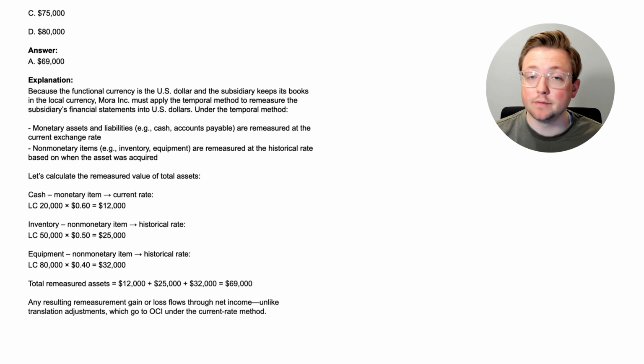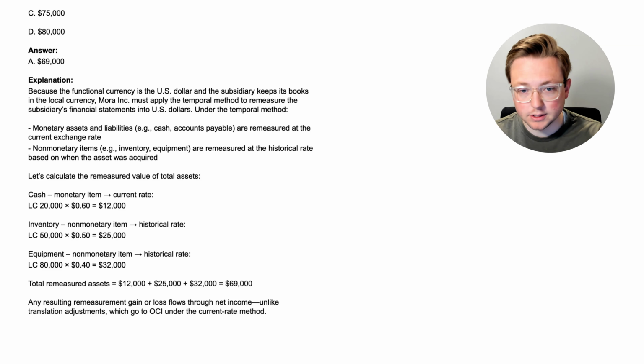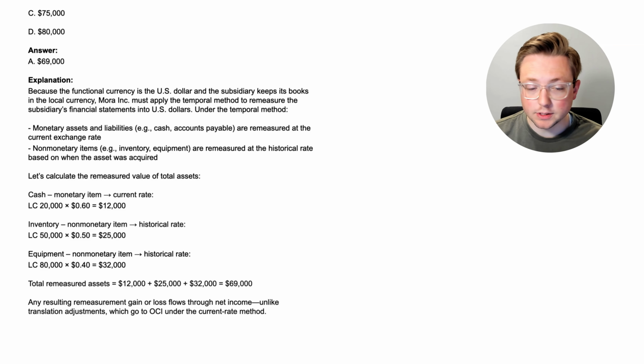Remeasurement, you're getting the functional currency into the reporting currency. So what do we do here? When we use the temporal method, we have the monetary assets and liabilities, such as cash and accounts payable, and they are remeasured at the current exchange rate. And then the non-monetary items like inventory and equipment are remeasured at the historical rate based on when the asset was acquired. So now we can figure out what the remeasurement is of the total assets.